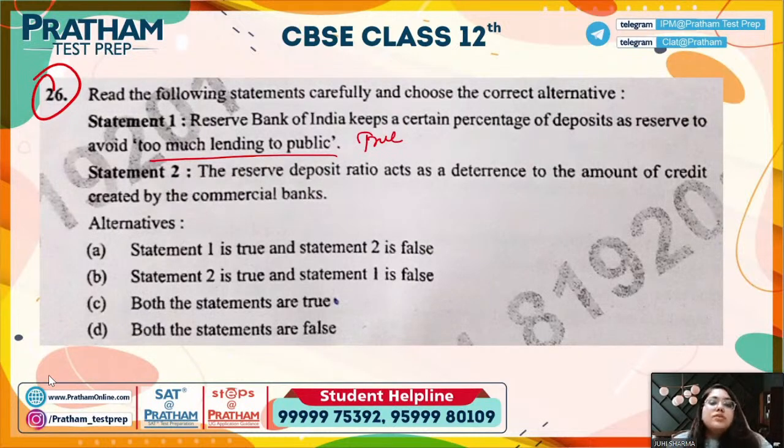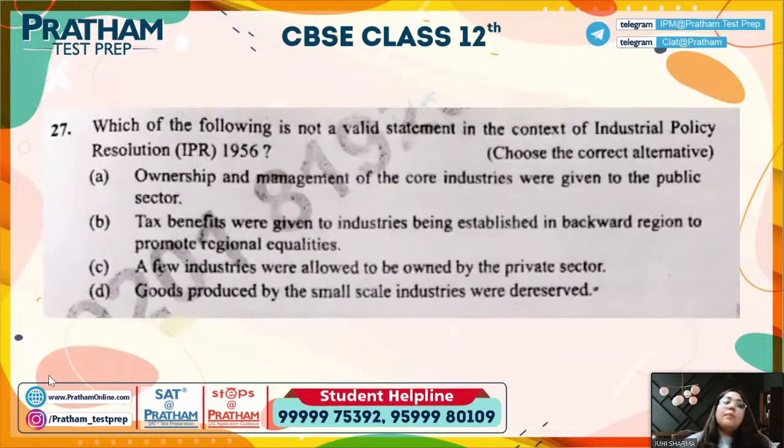Statement 2 says the reserve deposit ratio acts as a deterrent to the amount of credit created by the commercial banks. That is actually true. So both the statements are correct. Both the statements are true. Option C is the right answer. Again, it is a moderate level question. If you have concept clarity and a good vocabulary, you could have easily answered it.